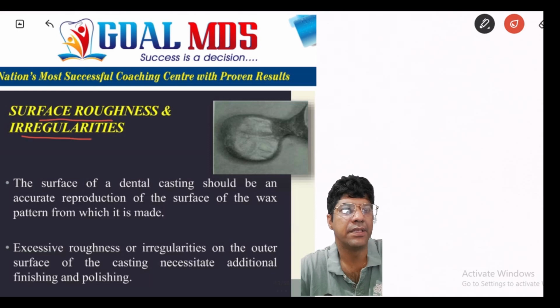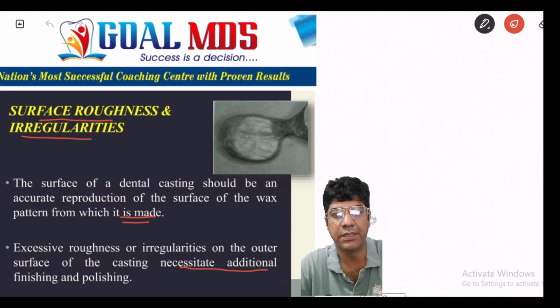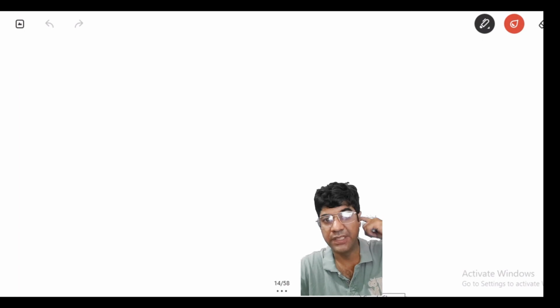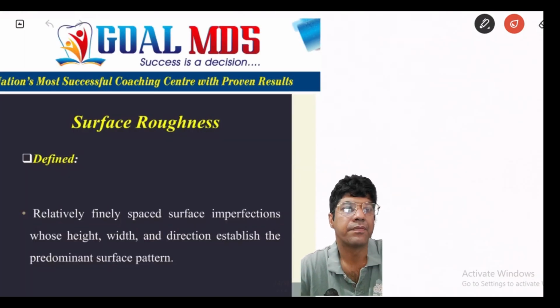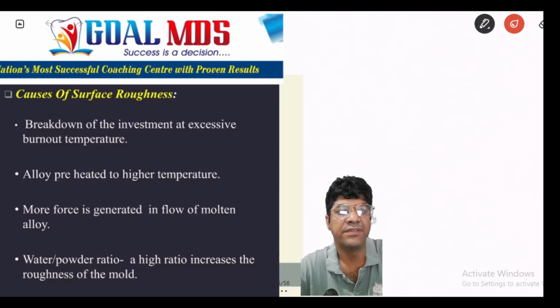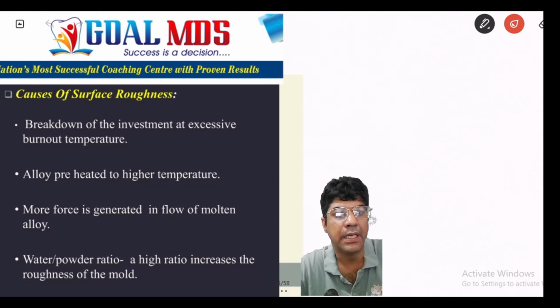or irregularities. The surface of a dental casting should be an accurate reproduction of the surface of the wax pattern from which it is made. Excessive roughness or irregularity on the outer surface of the casting necessitates additional finishing and polishing. So what are the causes of the surface roughness? Number one, too rapid heating. Rapid heating of the investment can result in cracks and fins on the casting.